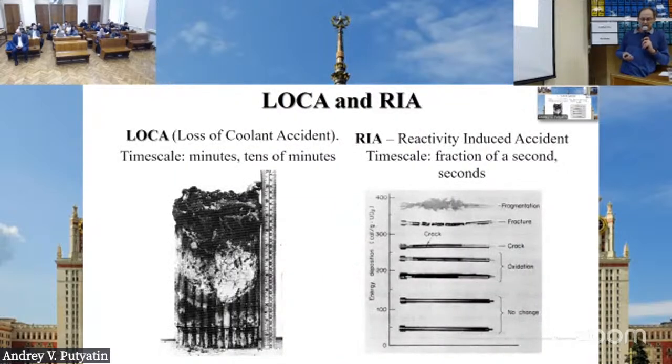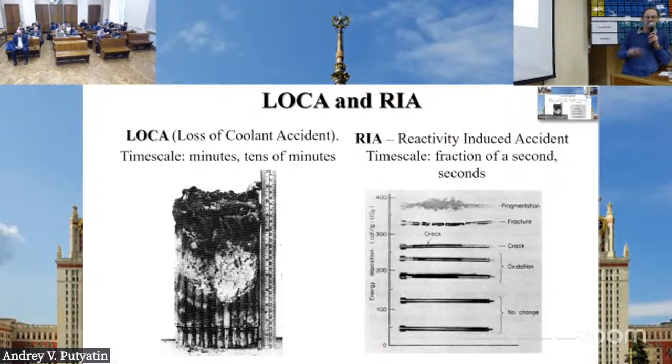There are two main types of nuclear accidents, which of course have different influence on the reactor fuel. You can have the so-called LOCA, loss of coolant accident, which proceeds on a time scale of minutes or tens of minutes. And you see here an optical photograph of an experimental core which was destroyed in a LOCA-type accident. Or you can have a reactivity-induced accident. Reactivity-induced accidents were quite common in the beginning of the nuclear era. They are not so common now, but for example, the Chernobyl accident was clearly a reactivity-induced one. So it proceeds very rapidly.